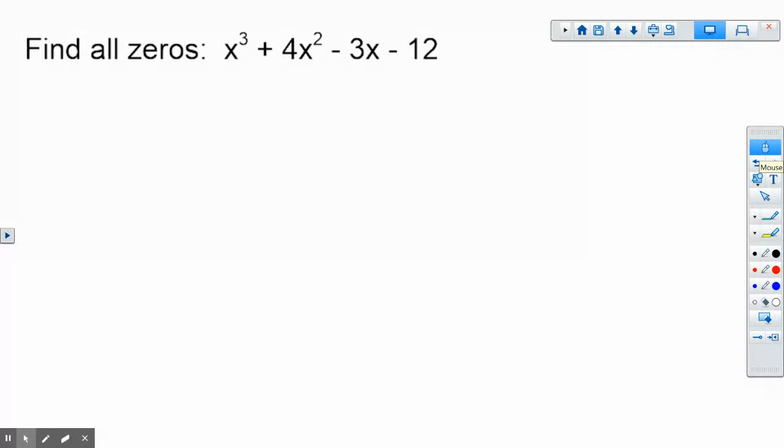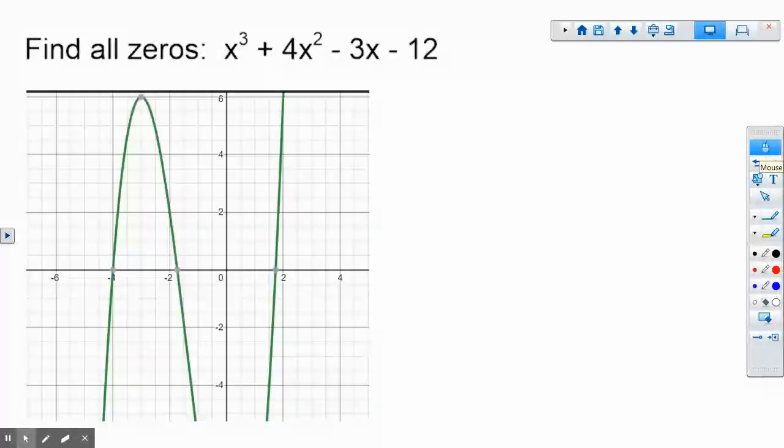So for instance, we're supposed to find all the zeros of this particular polynomial function. I'm going to go about it a little bit differently than the part 1 notes. I could list 1, 2, 3, 4, 6, 12, all the factors of 12 divided by all the factors of 1, and try them out and see what works. Another way of looking at this is by graphing it.